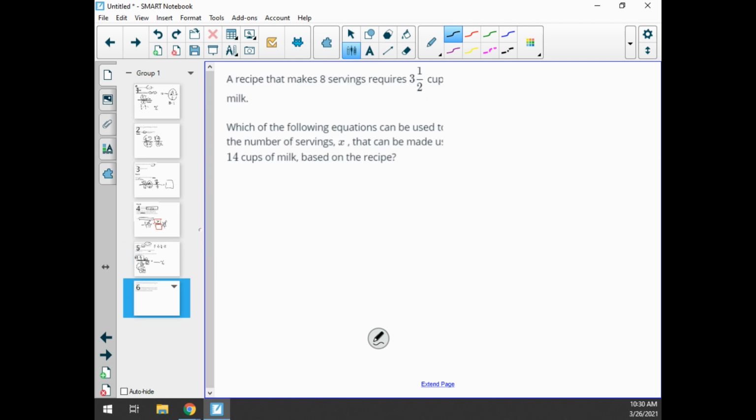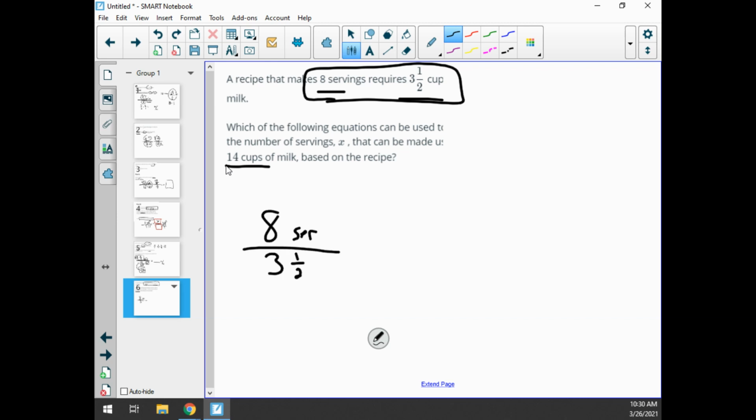Last one. This recipe makes 8 servings and requires 3.5 cups. Which of the following equations can be used to find the number of servings x? So we want to figure out a proportion that has 14 cups of milk, and it needs to be compared to this. Well, these two go together, so I can put them into a fraction together. 8 servings and 3.5 cups. I also could have said 3.5 cups compared to 8 servings. Both of these would be fine.